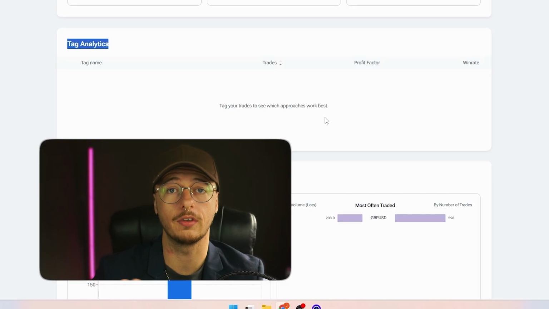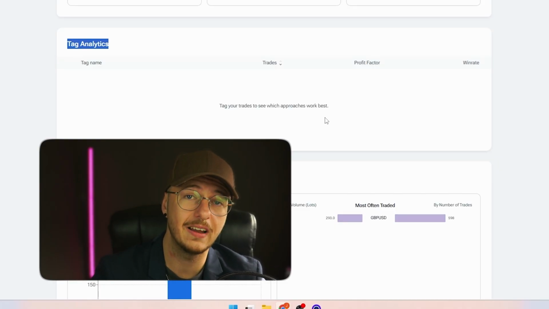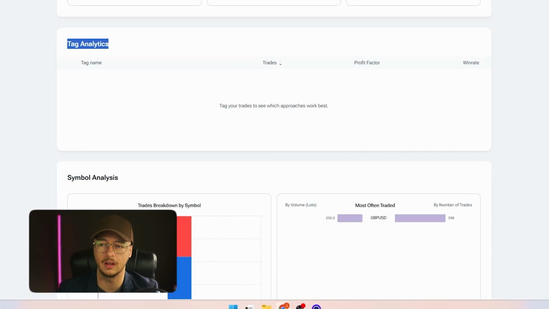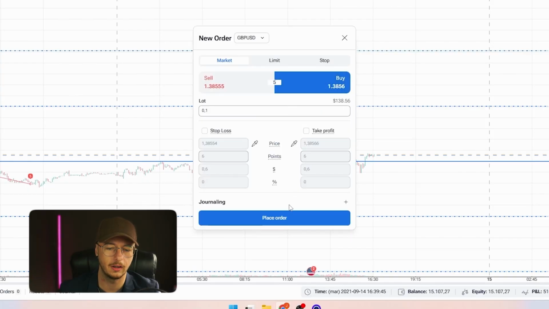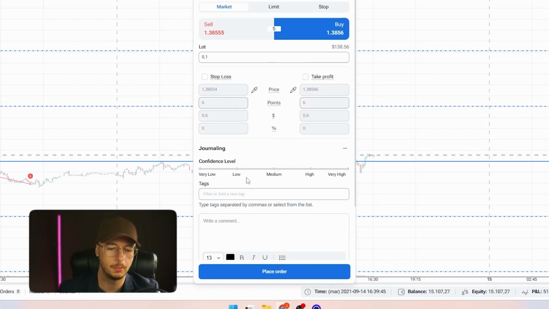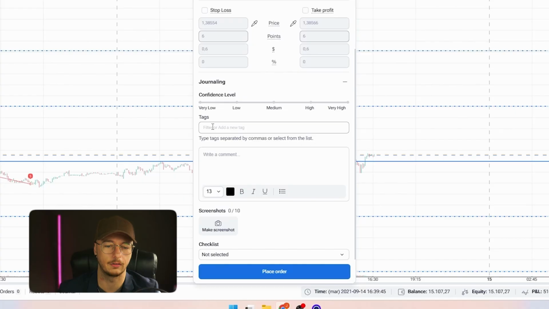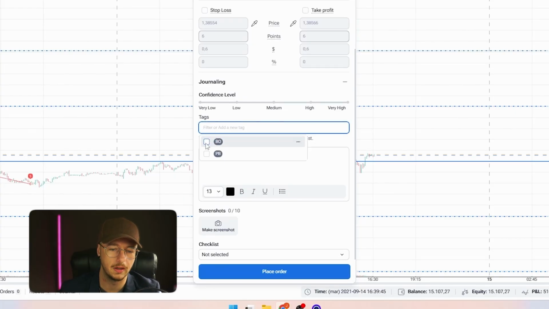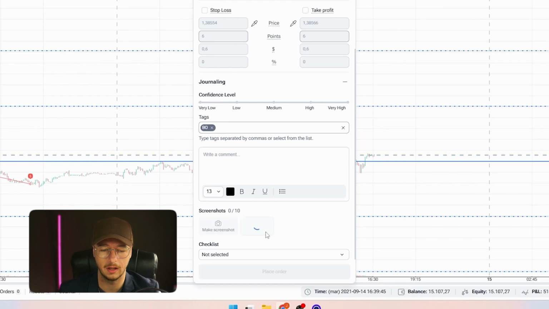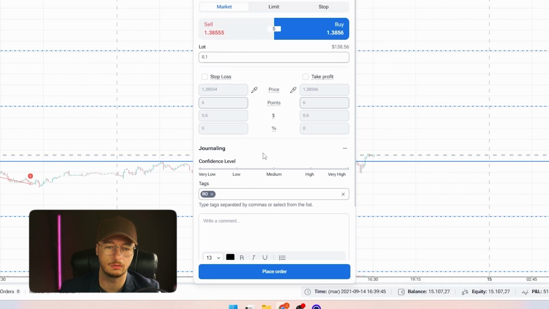But if I've got different setups, it will show me the analysis of these setups. So let's come to an example. If I open a trade and come down to journaling, we'll be able to see basically the tag. So if I say this is a BO, so a breakout, and I take a screenshot, that should be most of it for the tag to appear.